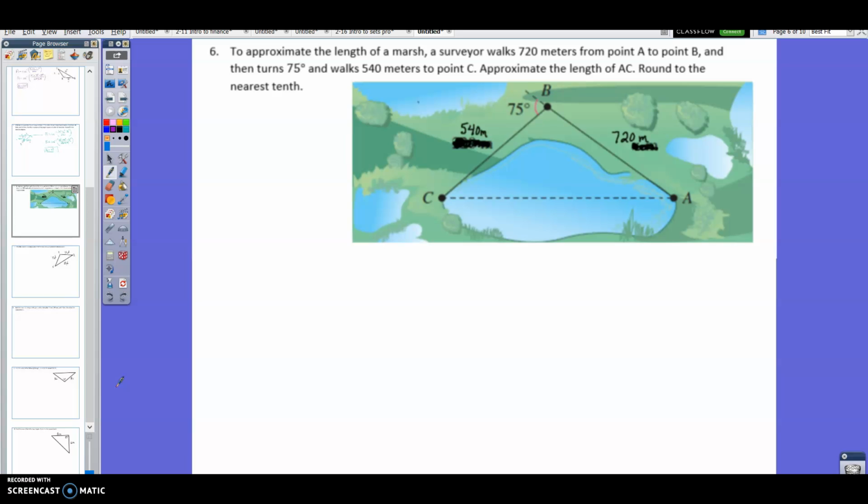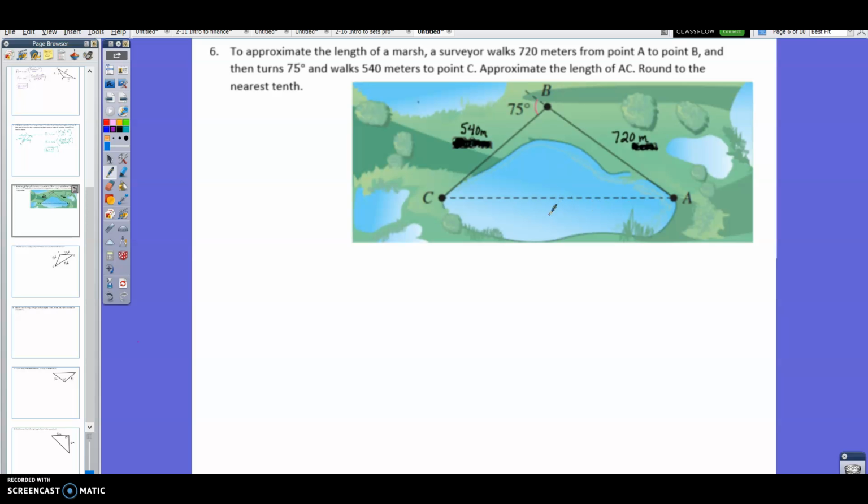Okay, number 6. It says to approximate the length of a marsh, a surveyor walks 720 meters from point A to point B, and then turns 75 degrees and walks 540 meters to point C. Approximate the length of AC and round to the nearest 10. Okay, so what we're being asked to find here is segment AC. So that's talking about basically how far across the marsh is here.